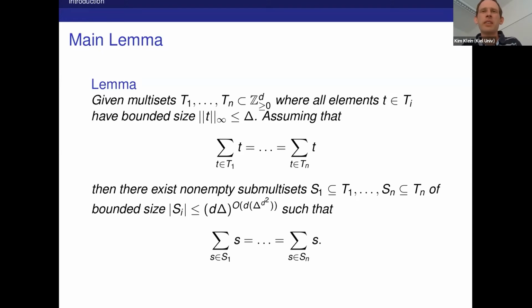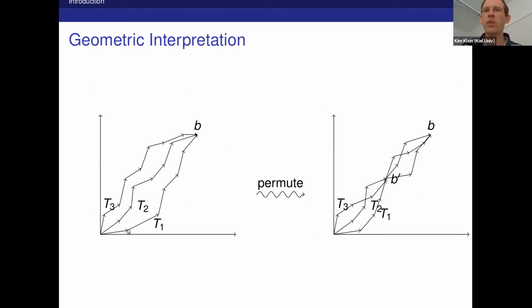So the lemma states that we are given n multisets of vectors, and the infinity norm of the vectors in the sets is bounded by delta. We also suppose that the sum of all the vectors within each set sums up to the same point in the space. I have a picture on the left here: we have each set and a sum of vectors, and all sets sum up to the same point B in the space.